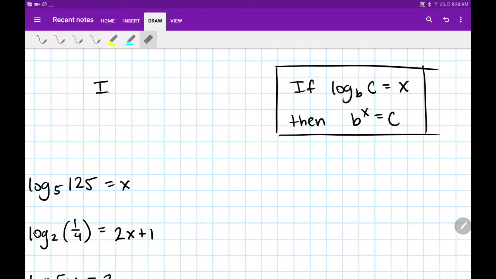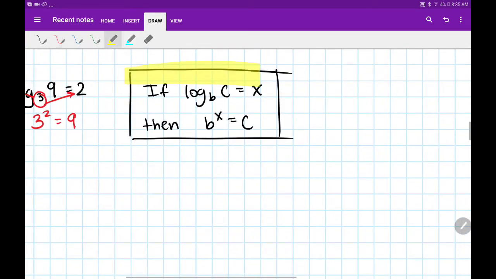Let's try that one more time. If I have log base 3 of 9 equals 2, and I want to go into exponential form, I'm going to cross out the log, right? Because I don't want to be in log form anymore. So we cross out the log, start at the base, push it up. So that's 3 squared equals 9. So this is where you want to take the notes right here. If I have log base b of c, to go from log to exponential form, we cross out the log, start at the base. So b to the power of x equals c.